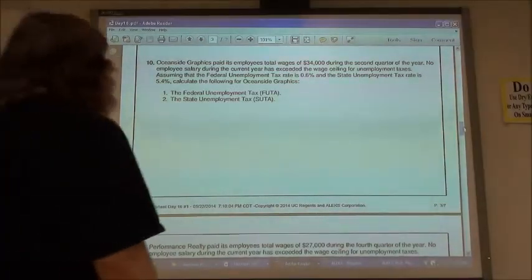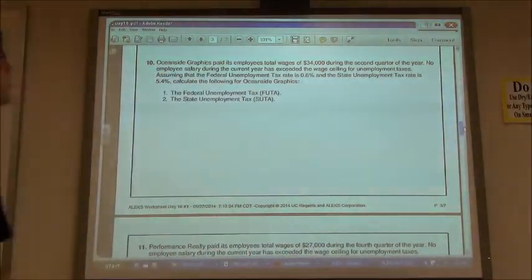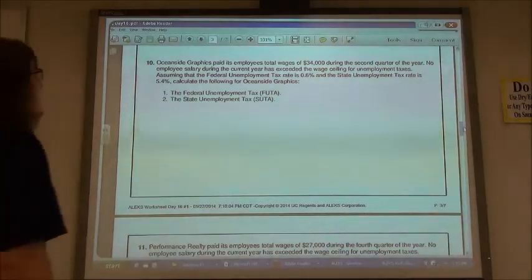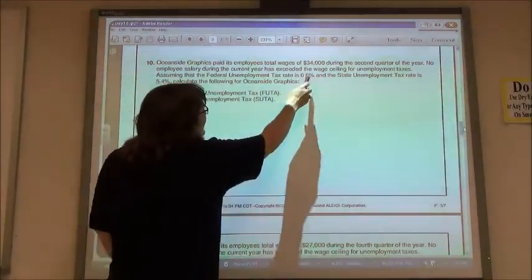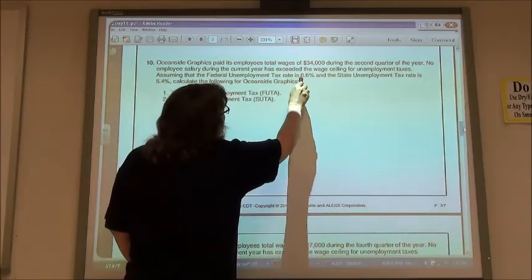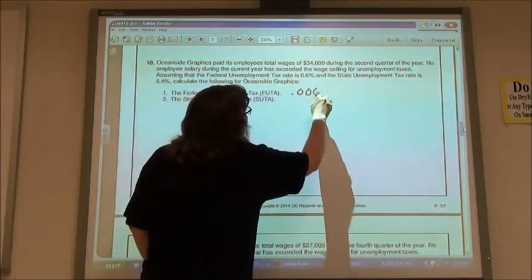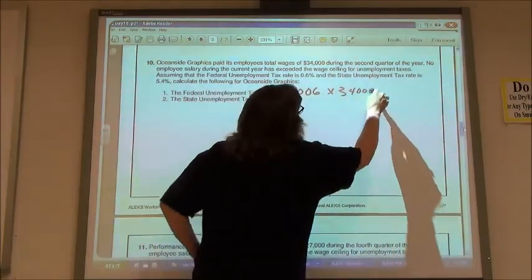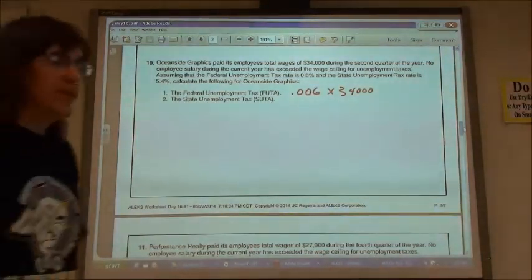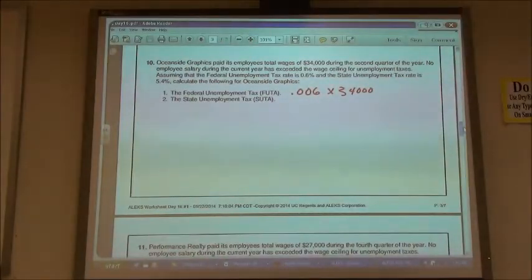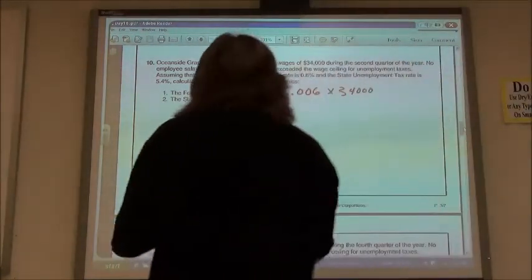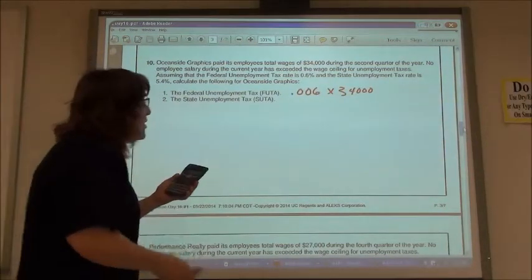Number 10, it says Oceanside Graphics paid its employees total wages of $34,000 during the second quarter of the year. No employee's salary during the current year has exceeded the wage ceiling, so we don't have to worry about that. Assuming that the federal unemployment tax rate is 0.06% and the state unemployment tax rate is 5.4%, calculate the following. So the federal unemployment tax rate is 0.06%. As a decimal, we move our decimal back 2 places, we get 0.006 times our $34,000. On my calculator, 0.006 times 34,000, we get $204.